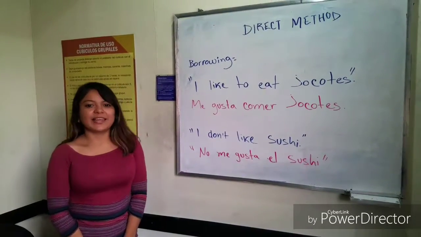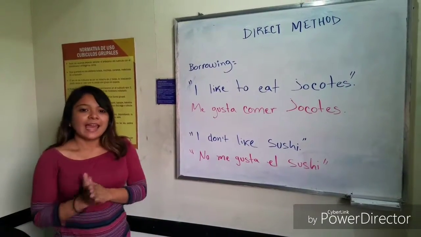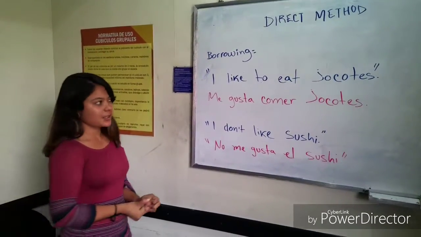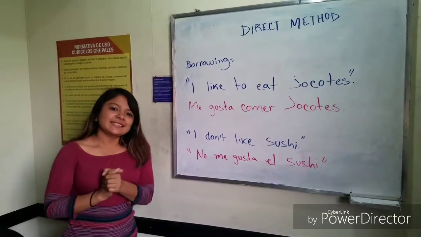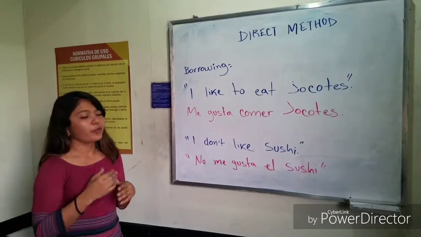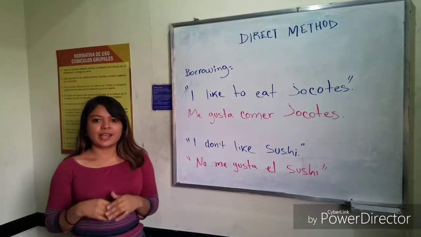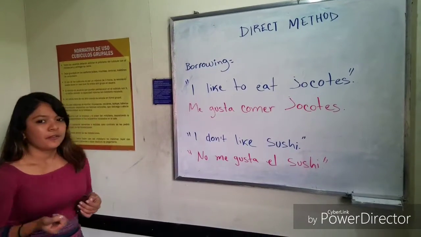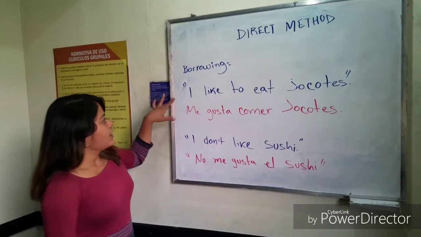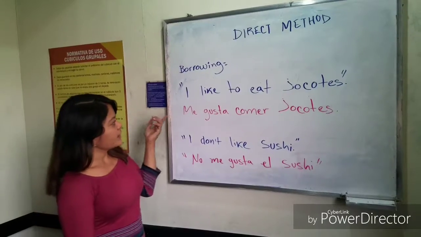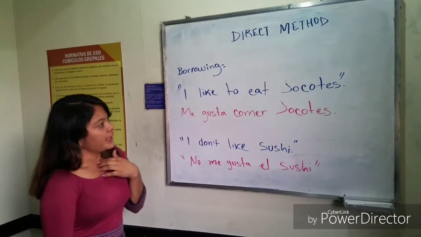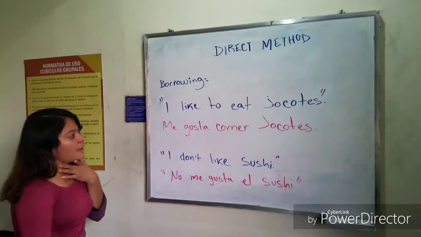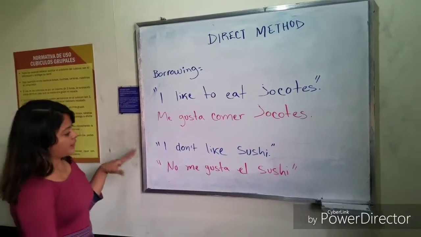I'm going to explain the direct method, and the first technique is borrowing. Borrowing is the idea of taking the word from the source language and maintaining it in the target language. For example, in English, the sentence is, I like to eat jocotes. And in Spanish, me gusta comer jocotes.